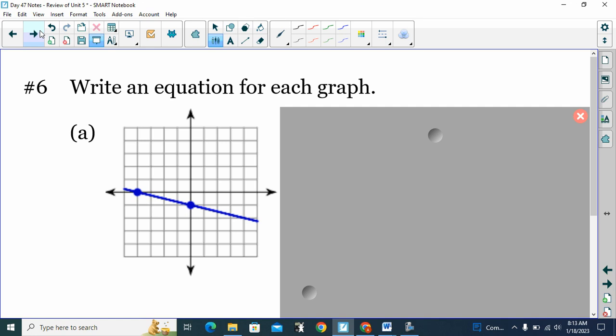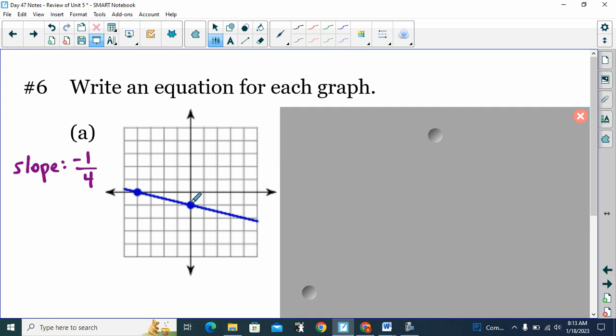Number 6, we're still writing an equation, but this time we are given a graph. We have a graph of the line, and we need to write an equation of the line. Notice they don't tell us what the slope is like they did on the last problem, but we can figure it out. Slope is rise over run, so down 1, right 4. Down, so negative 1 over 4.